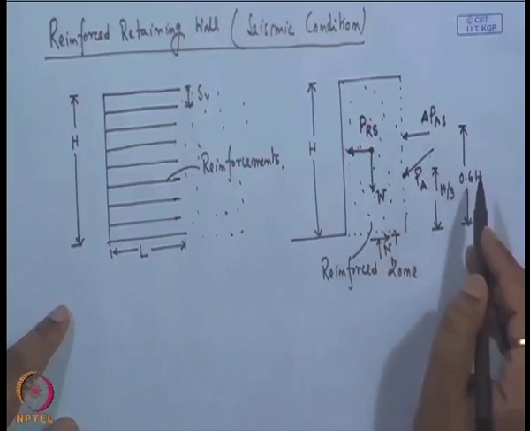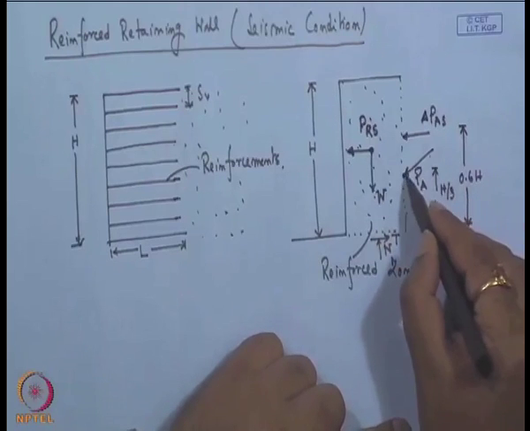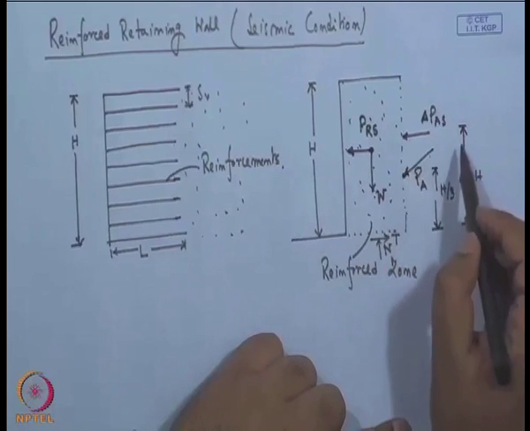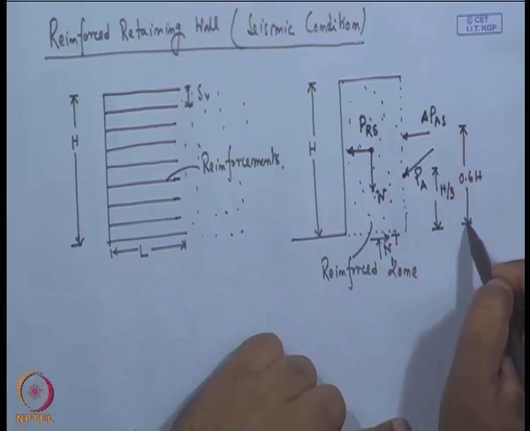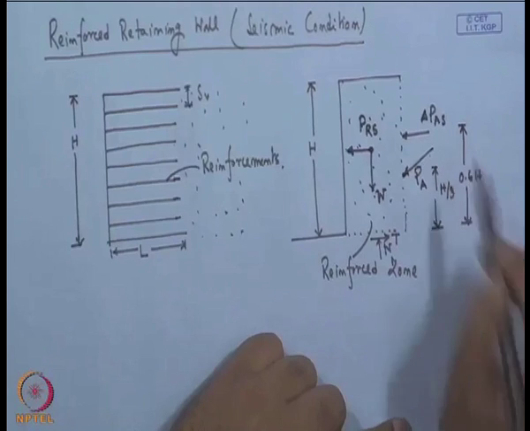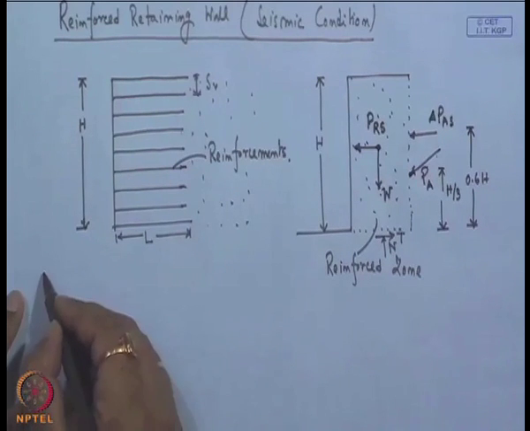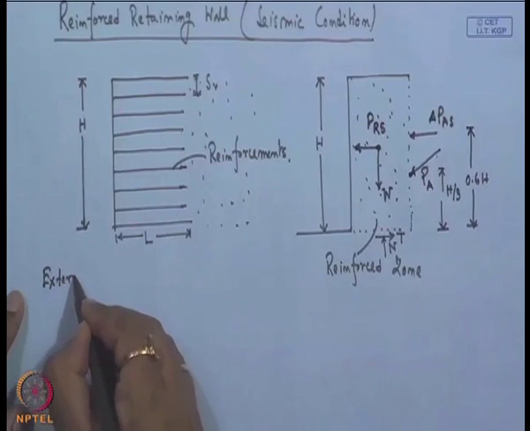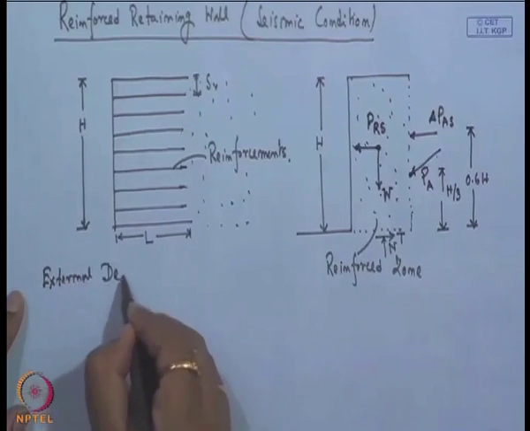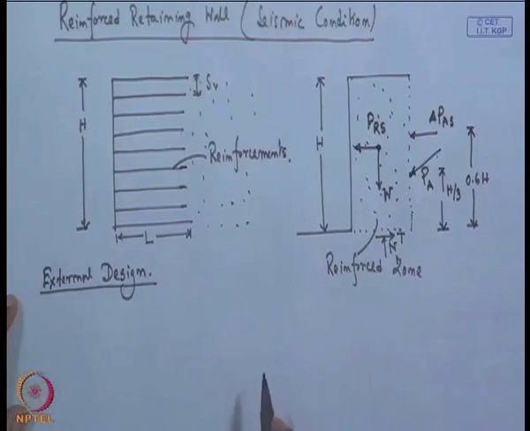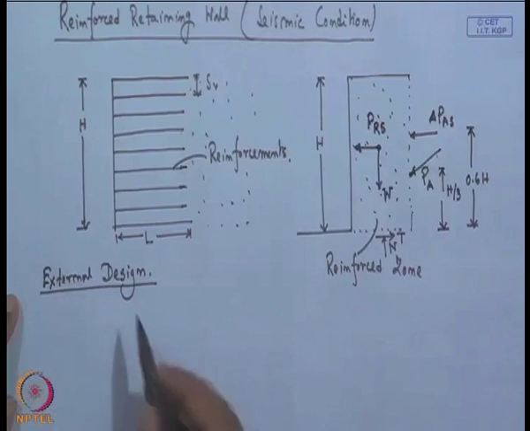So, as it is known, the static force acts at h by 3 from the base of the retaining wall, and the seismic force acts at a height of 0.6 h from the base of the retaining wall. So, these are the forces that we will apply. Now, we will do the external design and the internal design. So, two design steps: one is external and the other is internal design.